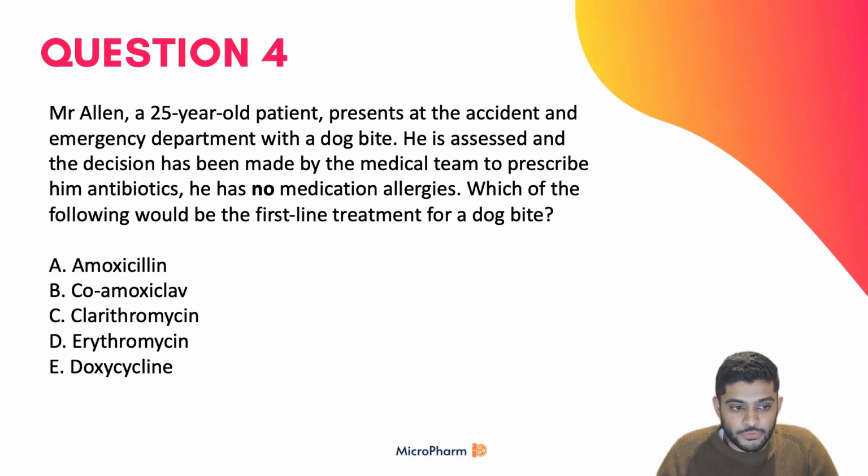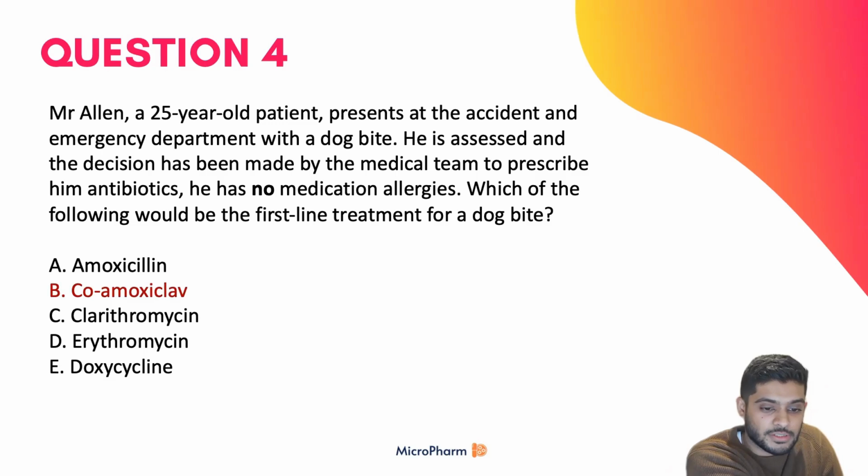Let me share the answers for this question. So got a bit of a mix here, but most of you answered B. The correct answer was B. Does anyone know why the correct answer is B? Maybe you've come across the fact that co-amoxiclav is the first line. Do you understand why?